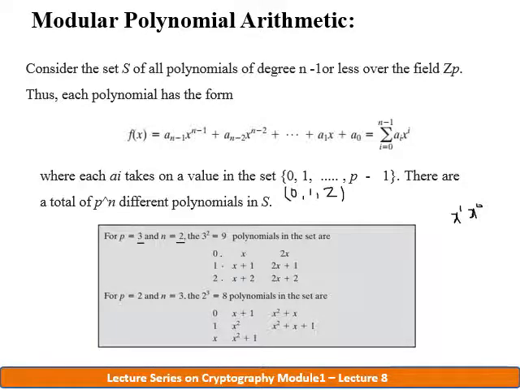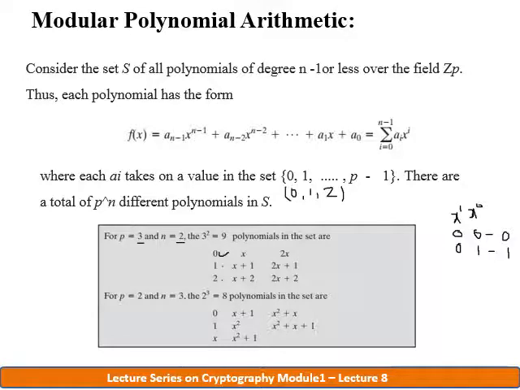Now I can write the combinations of these values 0, 1, 2. How can I write the combinations? 0, 0 I may write, which is equal to 0. The next combination is 0, 1, and its equivalent polynomial will have x to the power of 0, which means 1, so I am writing 1.